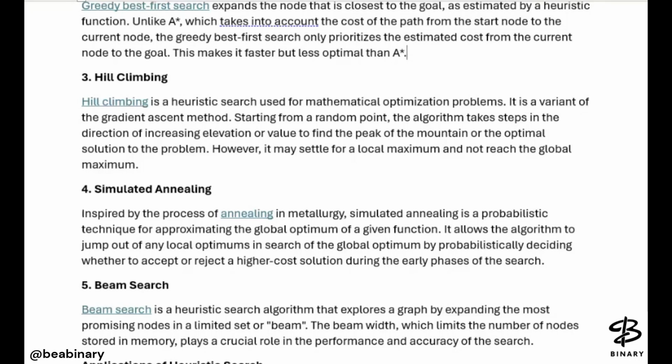So what is hill climbing? Hill climbing is a heuristic search approach used for mathematical optimization problems. It is a variant of the gradient ascent method. Starting from a random point, the algorithm takes steps in the direction of increasing elevation or value to find the peak of the mountain, or the optimal solution to the problem. However, it may settle for a local maximum and not reach the global maximum. Right? What do you mean by local maximum or global maximum here?